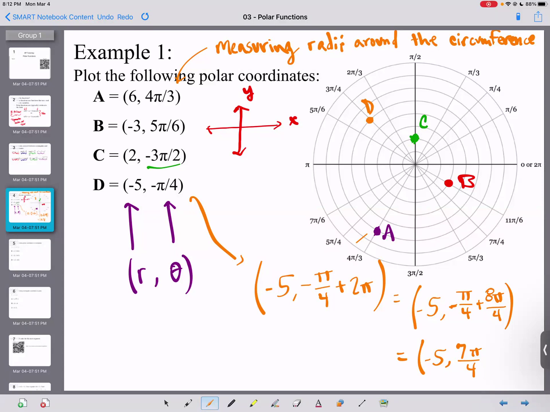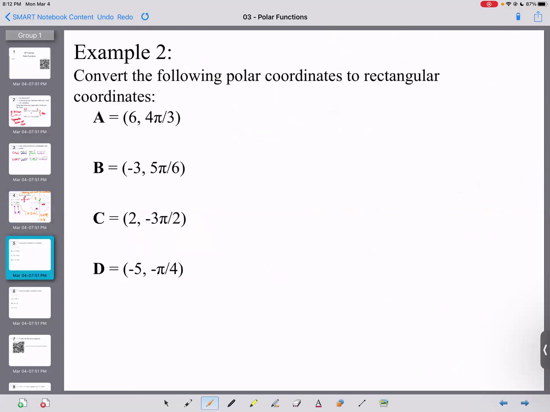All right, now let's talk about converting from polar coordinates to rectangular. So one more time, if it's polar, this is in the form r, theta. My question is how to go to rectangular, which is x comma y. How do you think we could take an r and a theta and change it to an x and a y?